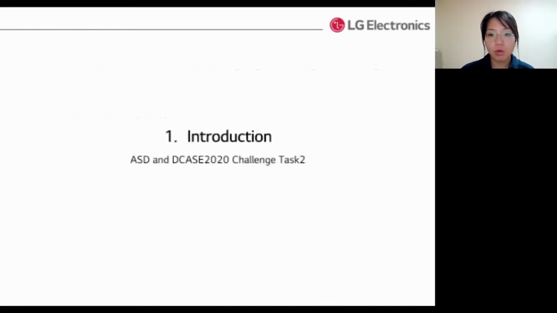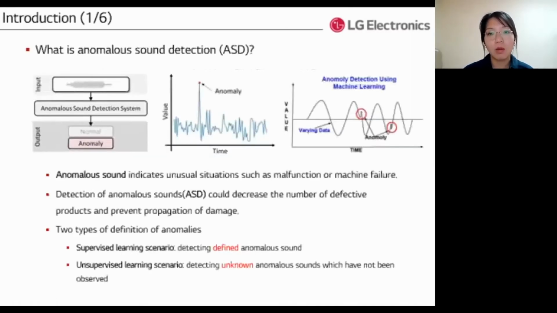Let's briefly go through the ASD problem in Task 2 of DCASE Challenge 2020. What is anomalous sound detection? An anomalous sound indicates the sound of malfunction or failure of machines, which can also indicate the occurrence of unusual situations. Like in the graphs above, for example, anomalous signals show unusual patterns in the time domain.